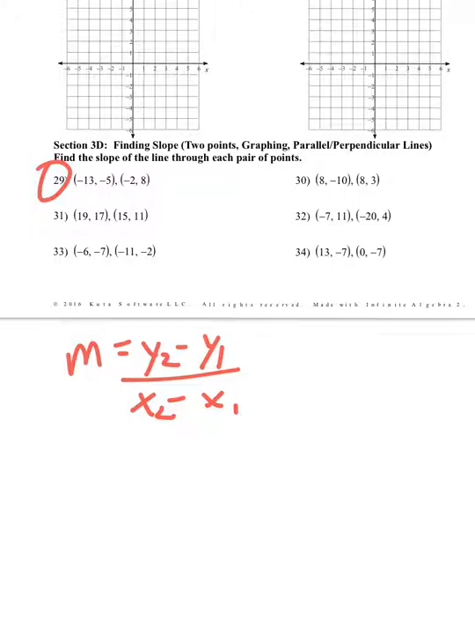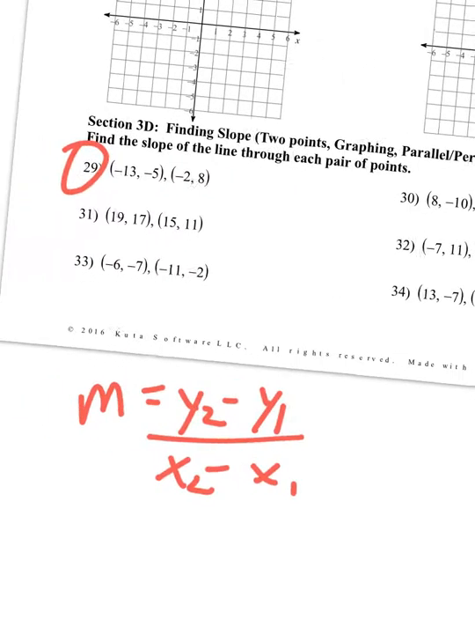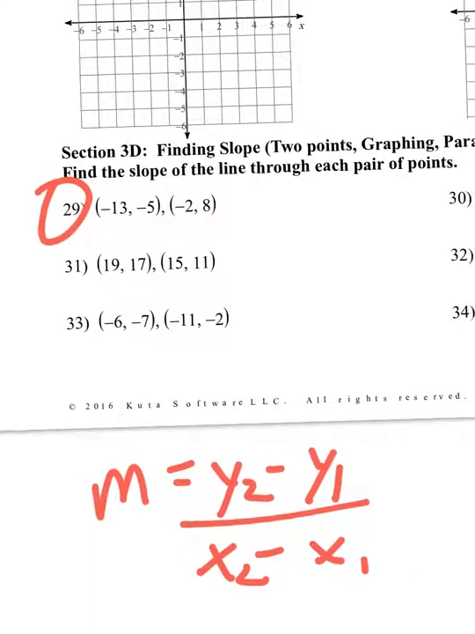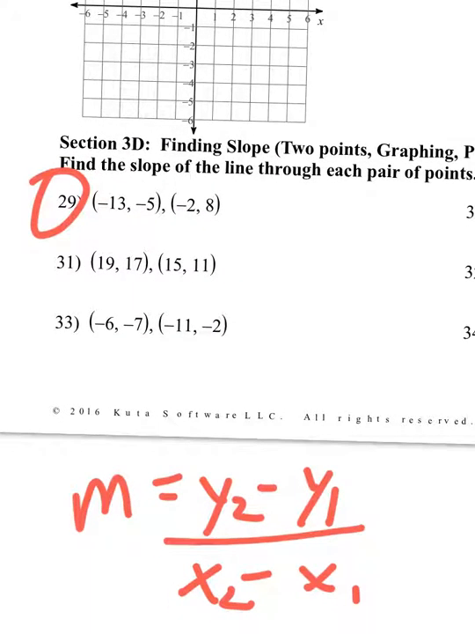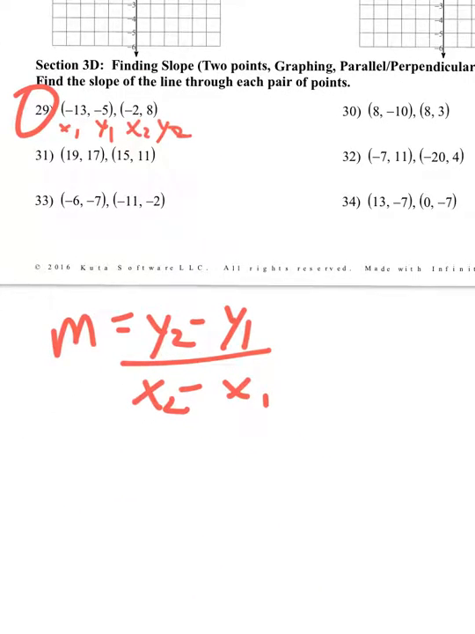And we're going to do number 29 here. Remember, in a point, if we're looking at 29, this is x1 and y1 from the first point, and this would be your x2 and y2. So if we go through and do our calculation here for the slope on this problem, make sure you do your y's on top, so we're going to take y2, which is 8, and we're going to subtract y1, which is negative 5.